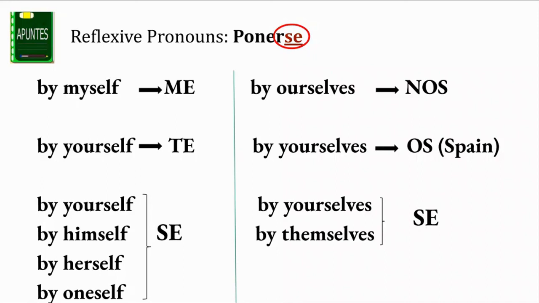Vamos a repetir, por favor. Me, te, se, nos, os, se. Now we're going to take a pause, finish writing our notes, and memorize this set of pronouns.